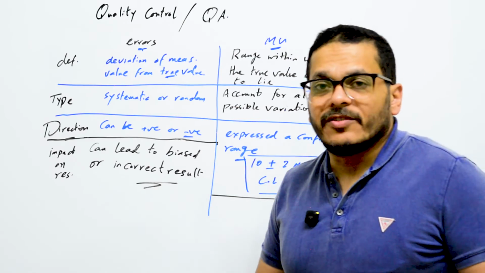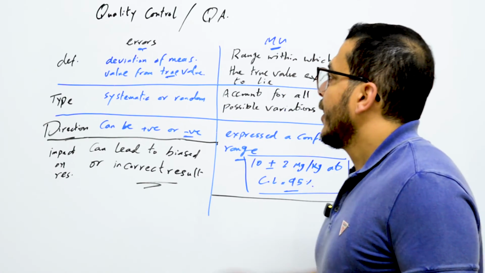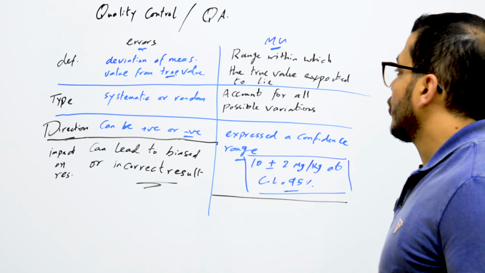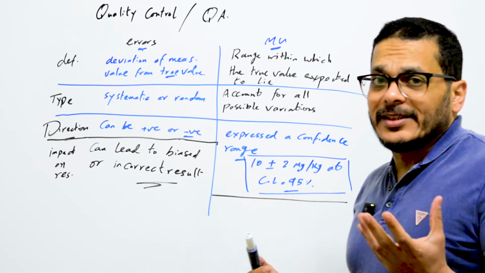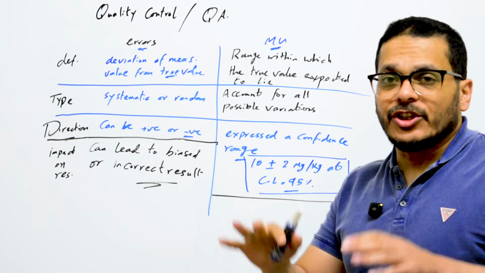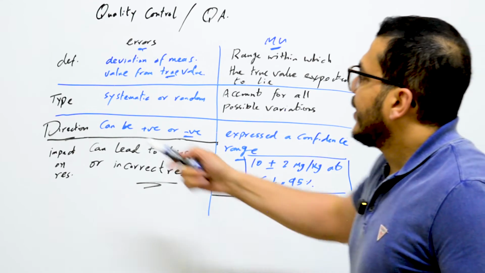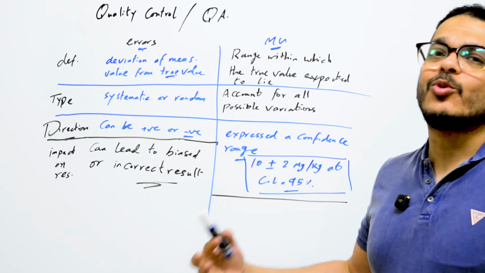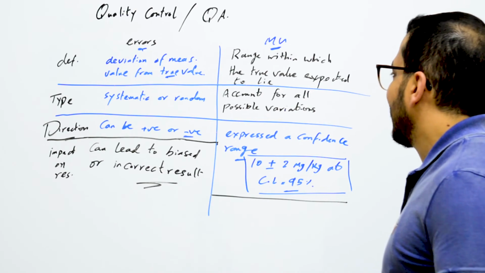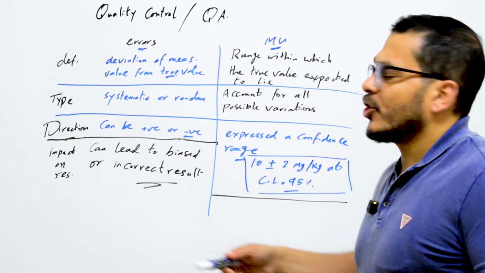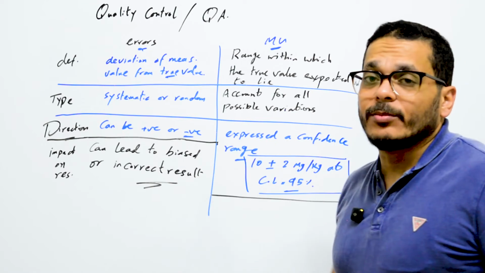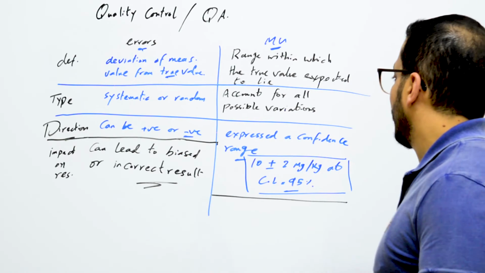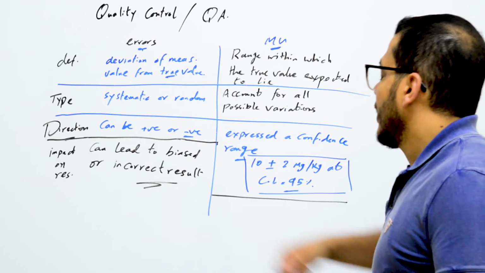As I said, it is the range within which the true value or real concentration is expected to lie. So if we differentiate between both of them in a table: errors are the deviation of the measured value from the true value or real concentration; measurement uncertainty is a range, the value added, but a range at the end, within which the true value is expected to lie. The type for errors is systematic or random, as we explained before, and uncertainty accounts for all possible variations during the whole analytical process or measurement. Direction: errors can be positive or negative, but when you calculate bias percentage, at the end it will be a positive result.